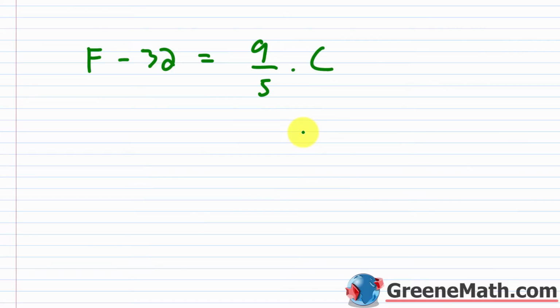Now, because I like what I'm solving for to be on the left-hand side, I can legally just switch this around and write this as 9/5 times c is equal to f minus 32. You don't have to do that. It's just my personal preference.